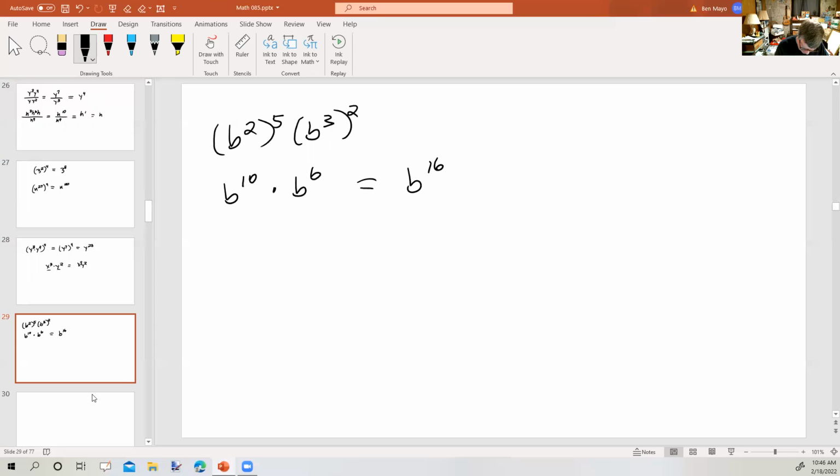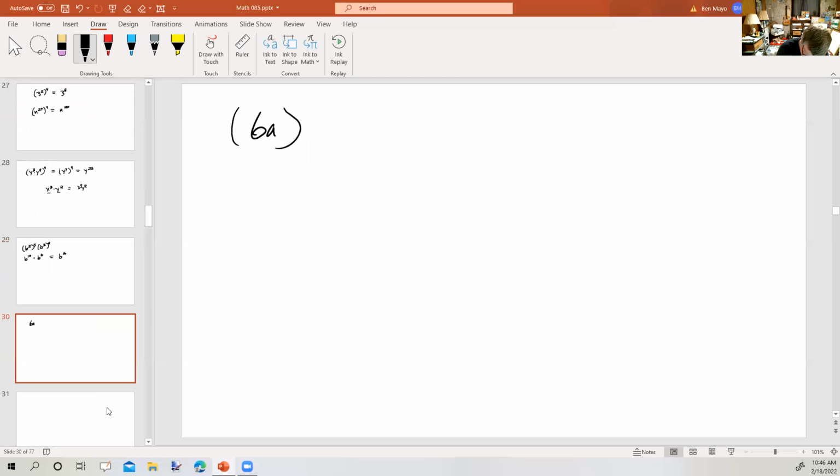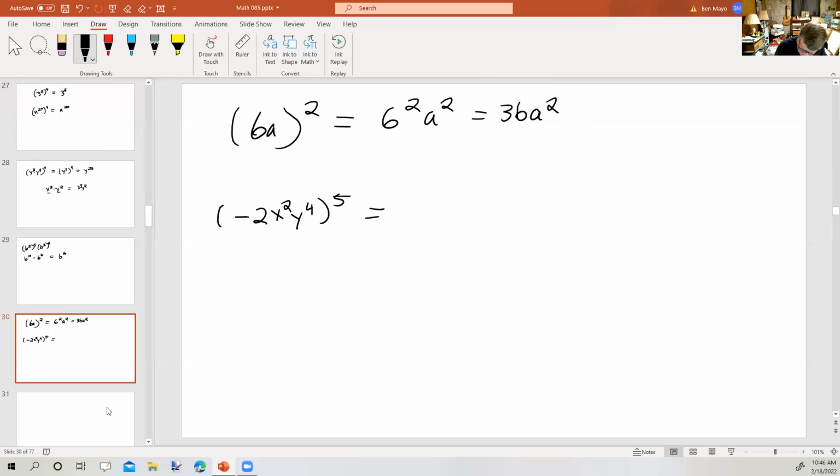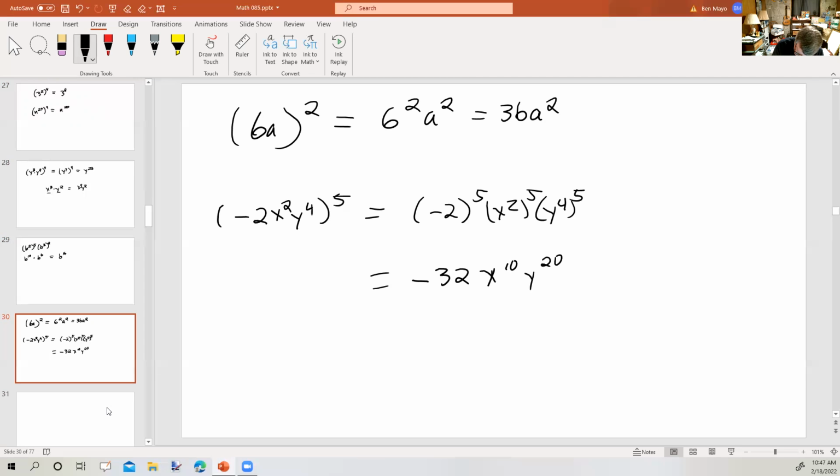How about this situation? We have 6a, the quantity squared. So this is 6 squared a squared, or 36a squared. We have negative 2 x squared y to the fourth, all to the fifth power. So that gives us negative 2 to the fifth power, x squared to the fifth power, y to the fourth to the fifth power. Well, negative 2 to the fifth power, if you have 5 negative factors, that's an odd number of negative factors, so you're going to get negative. 2 times 2 is 4, times 2 is 8, times 2 is 16, times 2 is 32. And then we have x to the 10th, y to the 20th power.